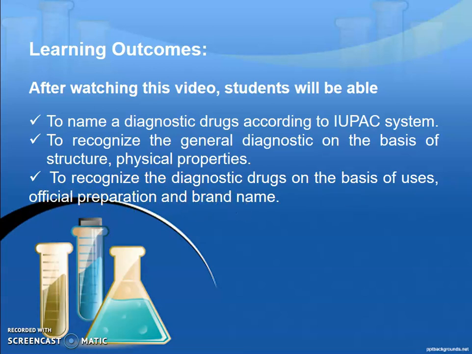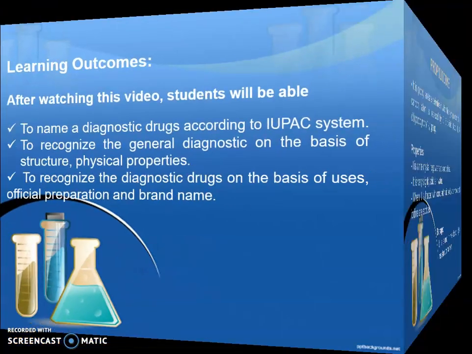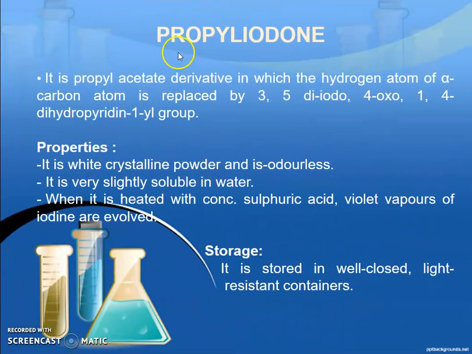In this, we study the detailed monograph for diagnostic drugs. Let's start one by one. First is propyliodone. It is a propyl acetate derivative in which the hydrogen atom of the alpha carbon atom is replaced by 3,5-diiodo-4-oxo-1,4-dihydropyridine 1-ene. Property: it is white crystalline powder and is odorless.